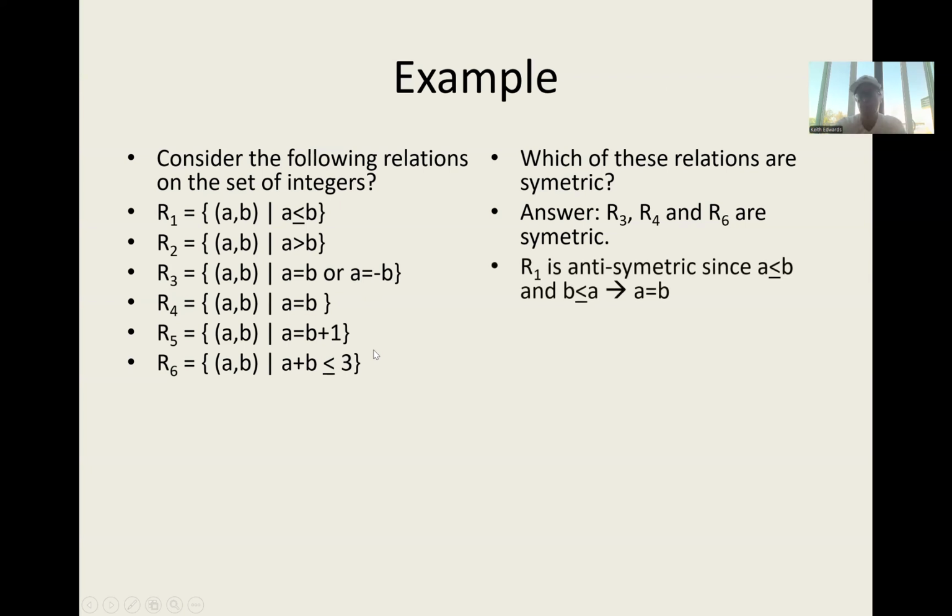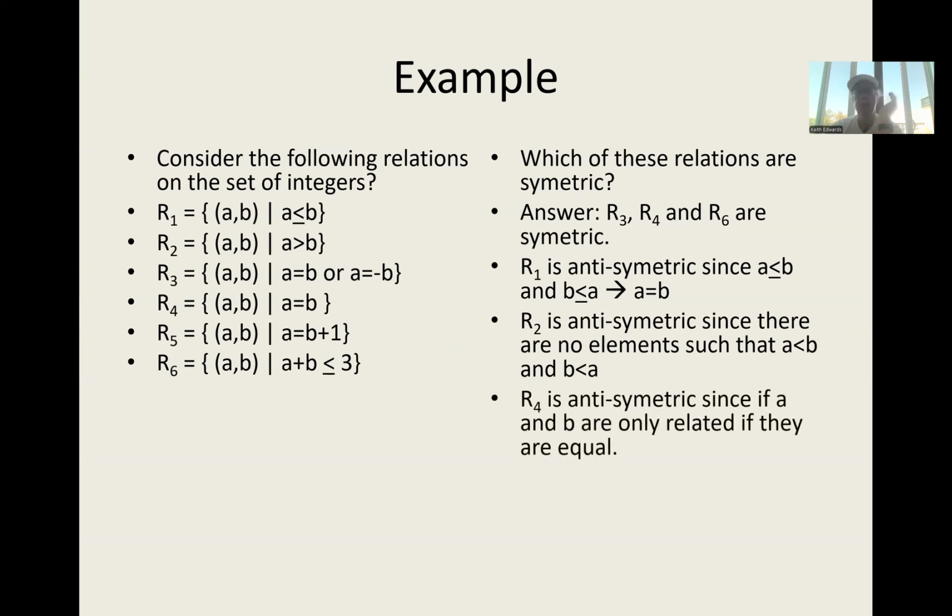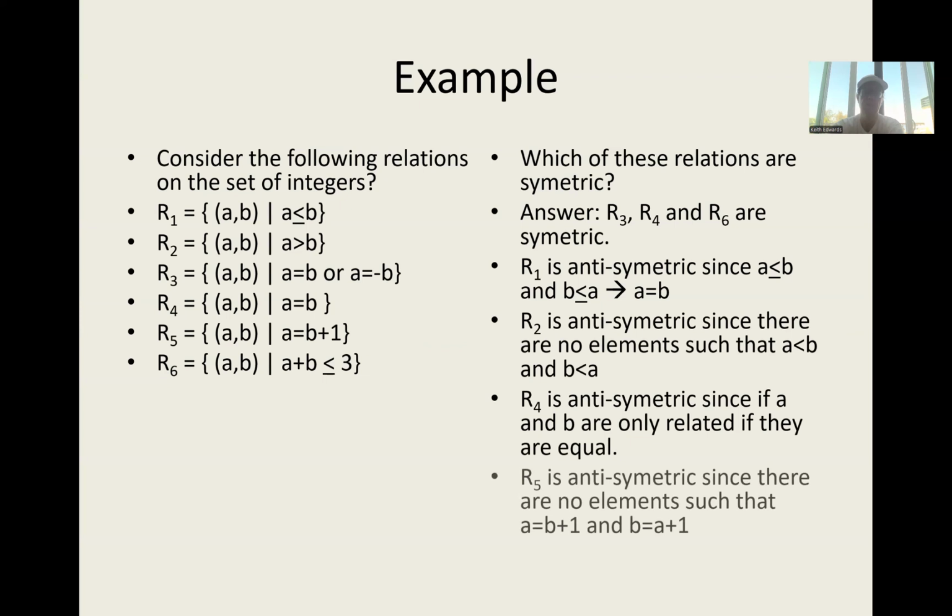R1 is antisymmetric since a is less than or equal to b and b is less than or equal to a implies that a is equal to b. R2 is antisymmetric since there are no elements such that a is less than b and b is less than a. R4 is also antisymmetric because if a and b are related, that means that they are going to be equal, just by the definition of that one. R5 is antisymmetric since there are no elements such that a is equal to b plus 1 and b is equal to a plus 1.